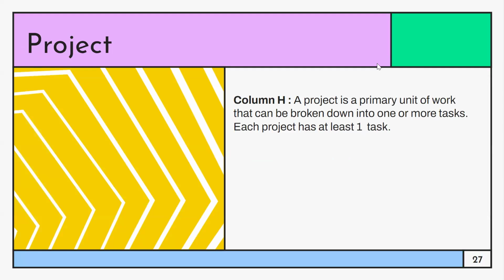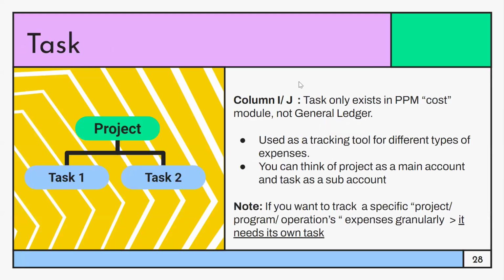The next column, column H, is the project. So a reminder, a project is a primary unit of work that can be broken down into one or more tasks. A fun fact is that each project has to have at least one task in order to be coded into the system. And then a task is going to be found in columns I and J. I will be your number, J will be the description. Something to note about the task is it is used to track your granular expenses, and it only exists in the project management PPM module. So it's not in the general ledger. So when you get budget reports, you won't see it in a general ledger report.